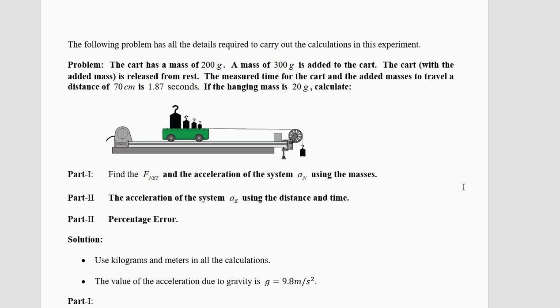The first thing is you have to calculate the net force. AN is the acceleration and F net is the net force. Now the acceleration of the system. See, the masses on the table, the cart, are at rest. When we release them, they start moving. So there is some acceleration involved and that acceleration is AE. There are two ways to calculate the acceleration, AN and AE. In part 1 we do AN and in part 2 we do AE. Then we compare the two results and calculate the percentage error.